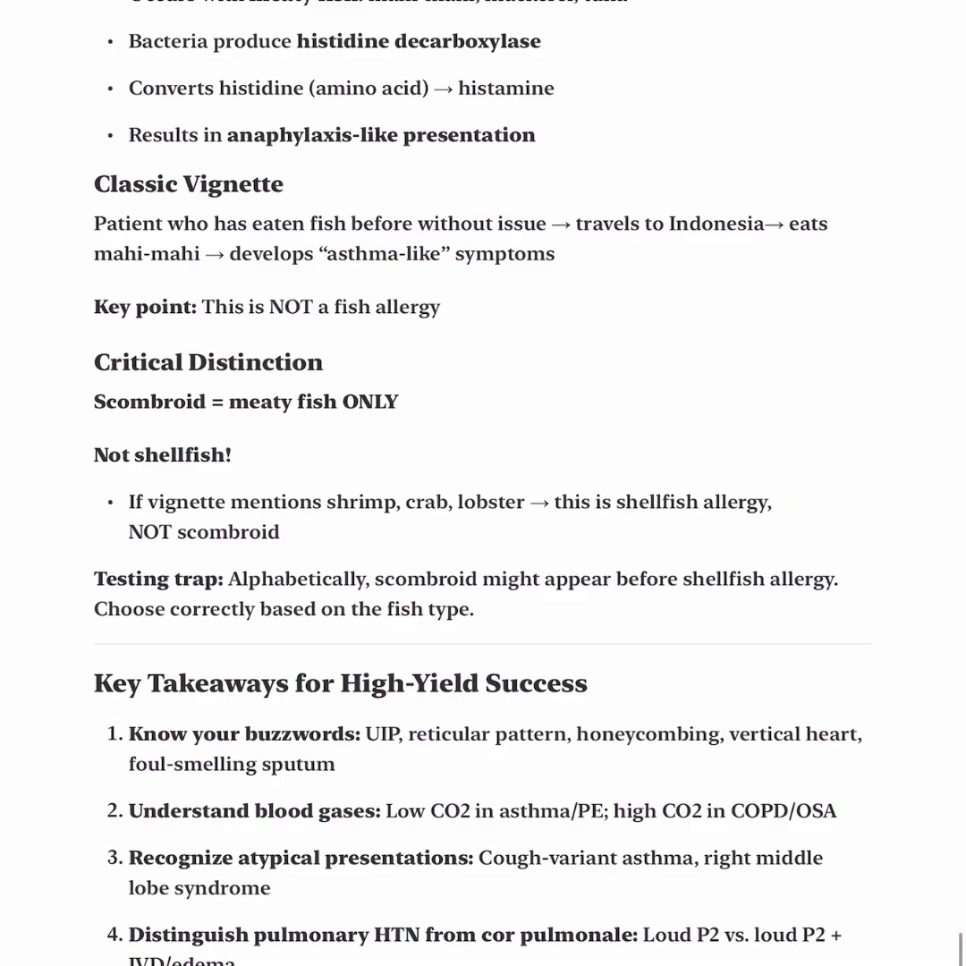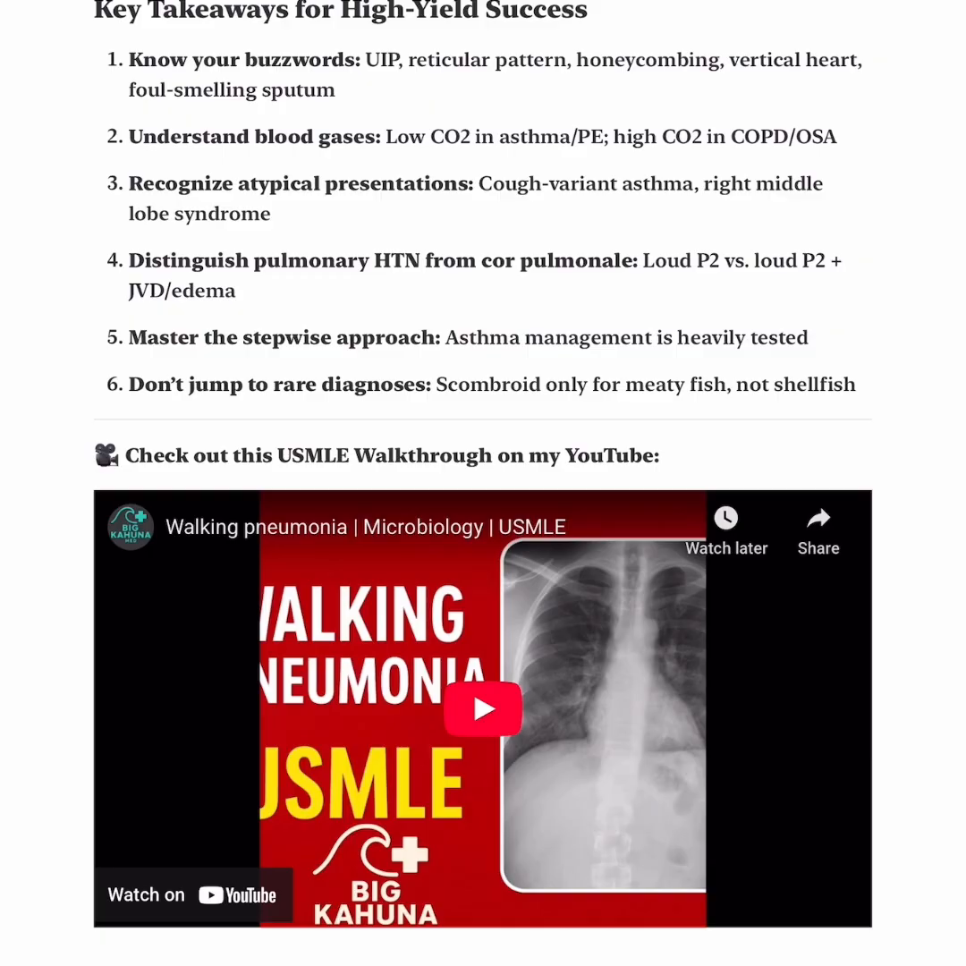So some key takeaways, let's spin the block. Know the buzzwords: UIP, reticular pattern, honeycombing, vertical heart, foul-smelling sputum. Understand the blood gas levels, whether it be low CO2 in asthma and pulmonary embolism, high CO2 in COPD and obstructive sleep apnea. You have to recognize atypical presentations such as cough variant asthma or right middle lobe syndrome. You have to be able to distinguish pulmonary hypertension from cor pulmonale. Think loud P2 versus loud P2 plus jugular venous distension, as well as edema.